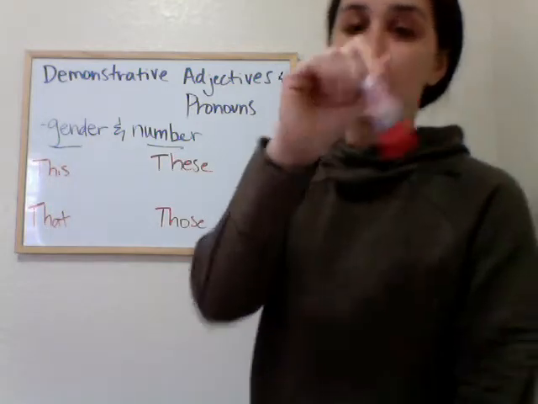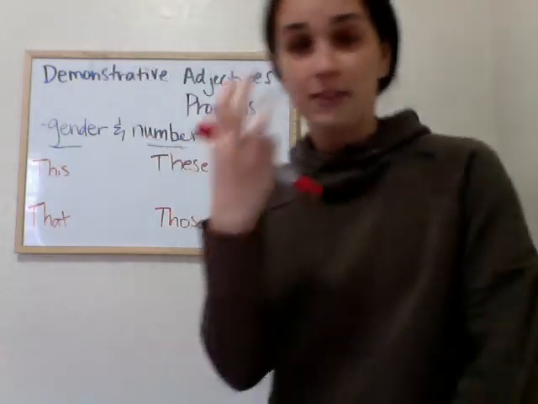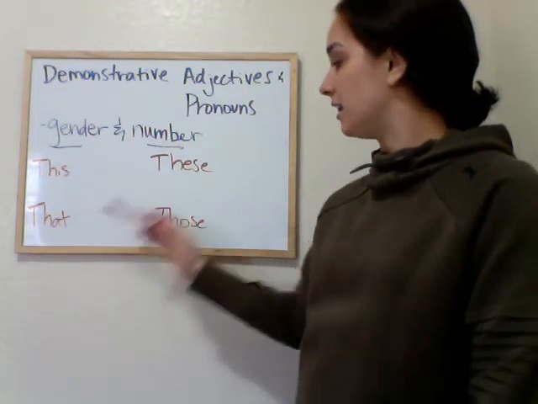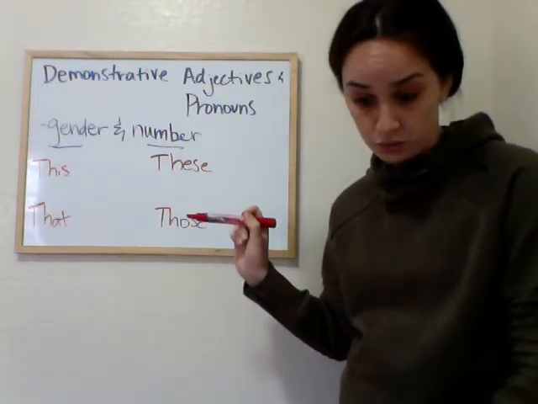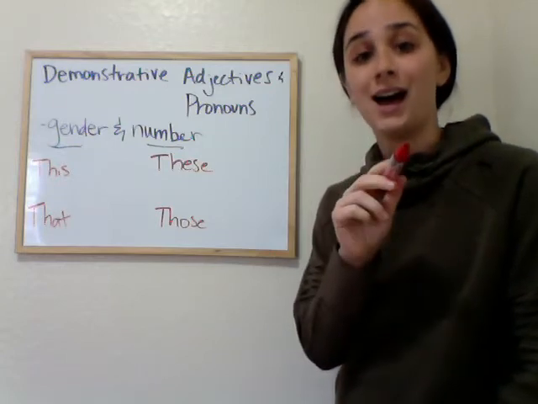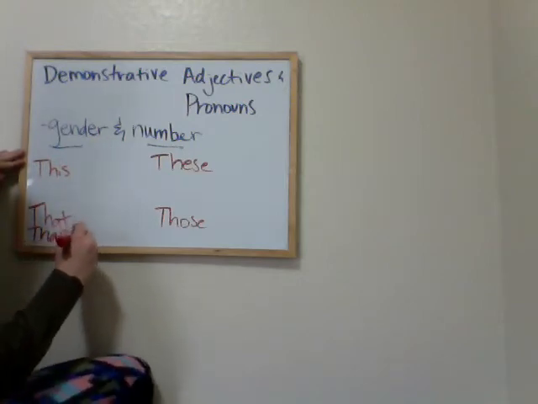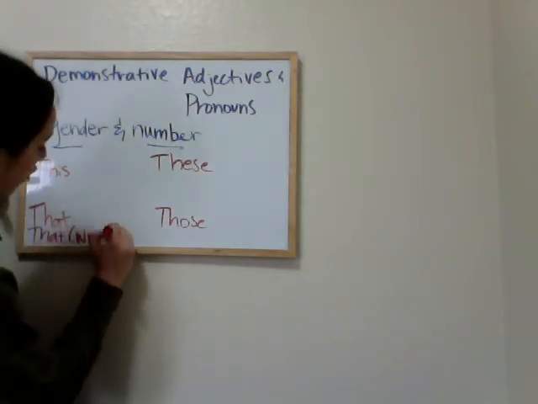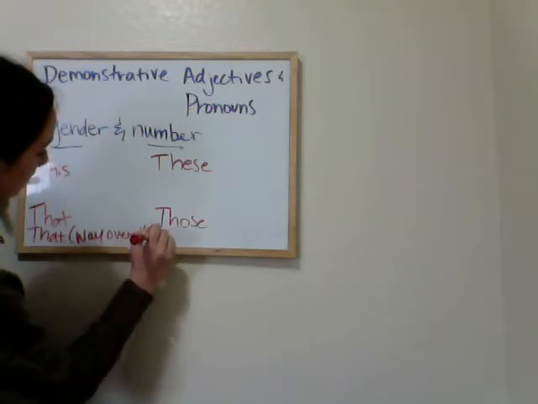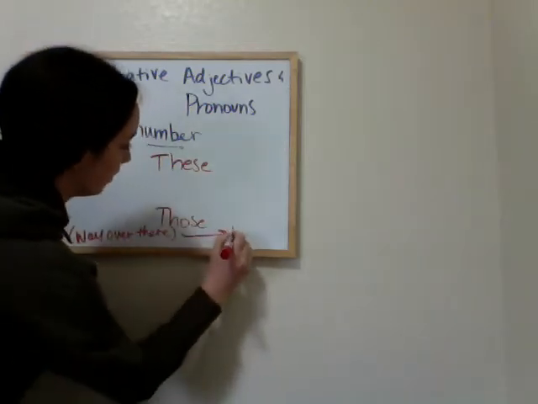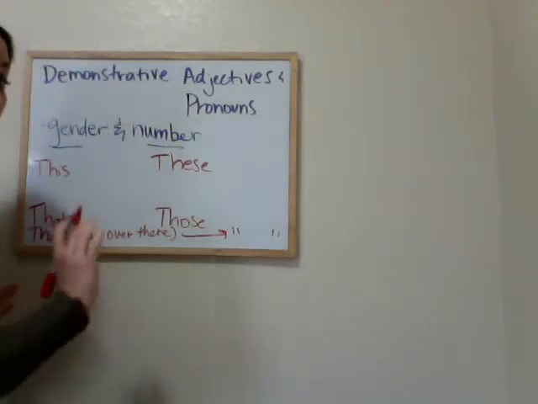But in Spanish, we have three sets. We have the this, the that, and the these, and the those. But we also have a that, meaning way over there, and a those also meaning way over there.